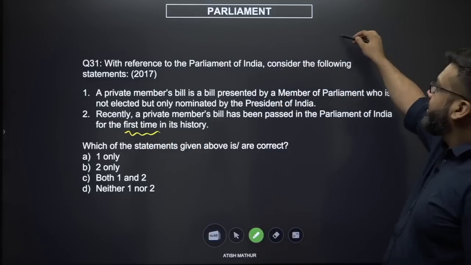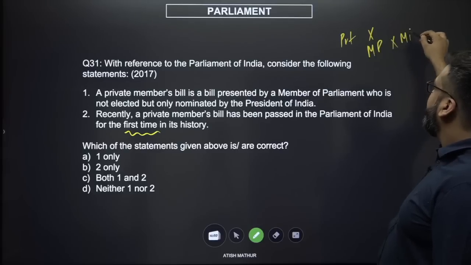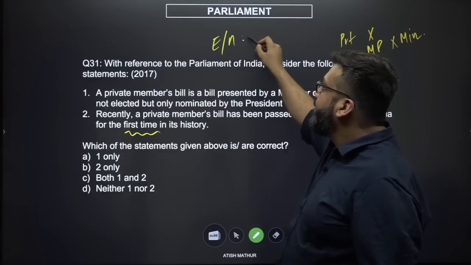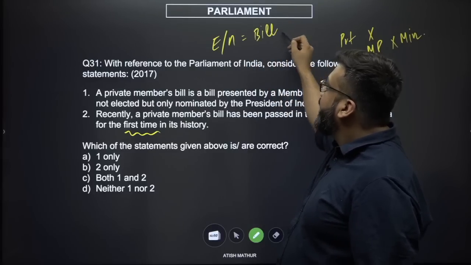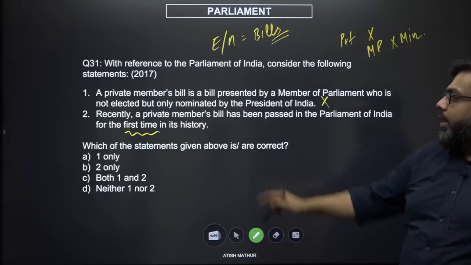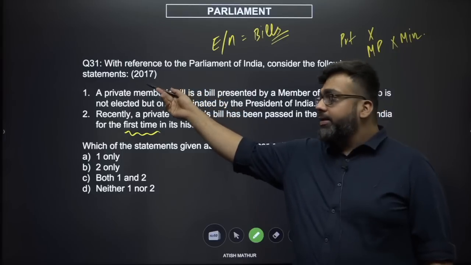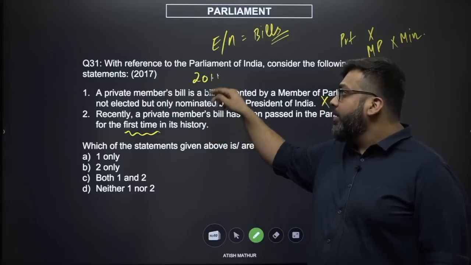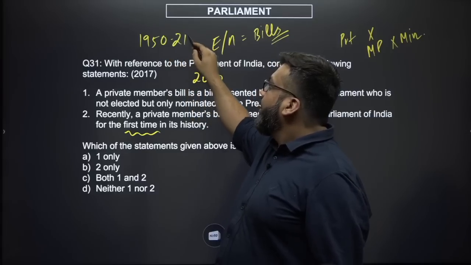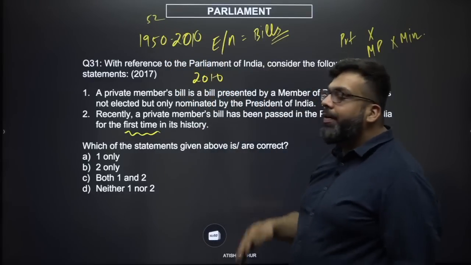So, a private member is any MP who is not a minister. You do not differentiate between elected or nominated members in terms of the bills that can be presented because that would be violating democratic mandate. This is wrong. Recently, a private member bill has been passed for the first time. This is 2017. Recently would be say 2010. So you're saying from 1950 to 2010, and say the first elections happened in 1952, ever since not a single private member bill has been passed.